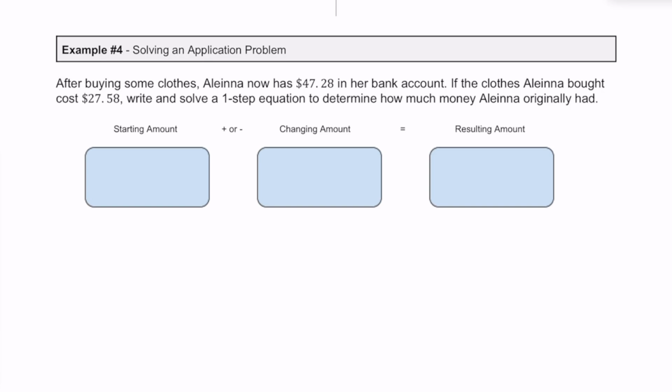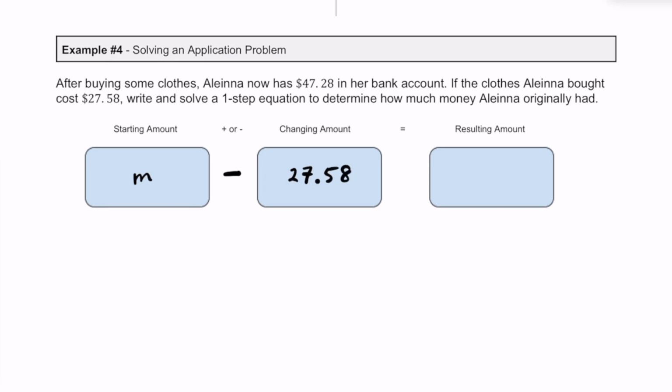Maybe we could use something like M for money, right? So we don't know how much she had before she went shopping. So if she's buying clothes and she spent money, that means she is losing money in a sense, right? But she's gaining clothes. So how much is she spending? Well, she's spending $27.58. So hopefully that makes sense.